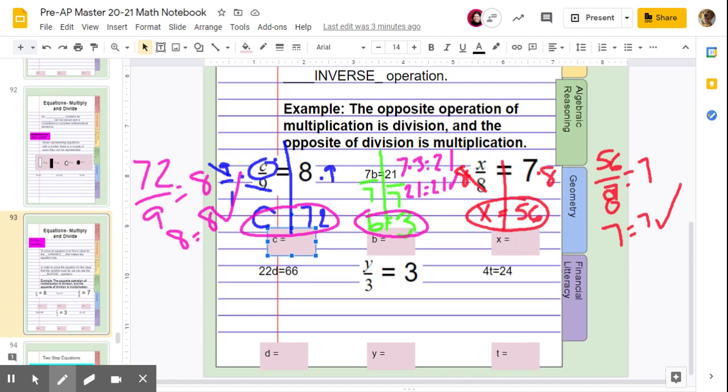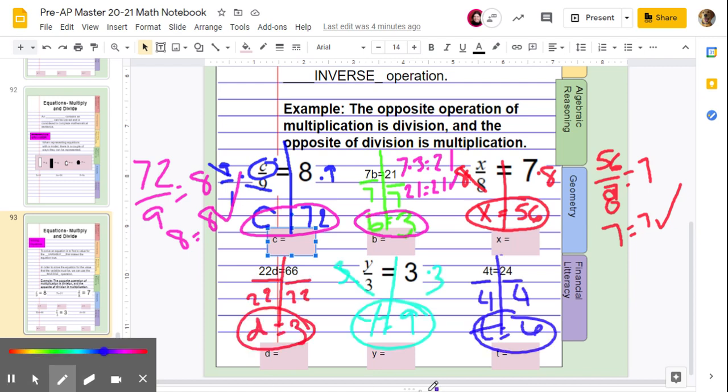Okay, so now you guys can go ahead and pause the video and try these bottom 3 on your own, and then come back here and check your answers as soon as you are ready. So go ahead and pause. All right, so go ahead and check your answers. You should get d equals 3, y equals 9, and t equals 6.